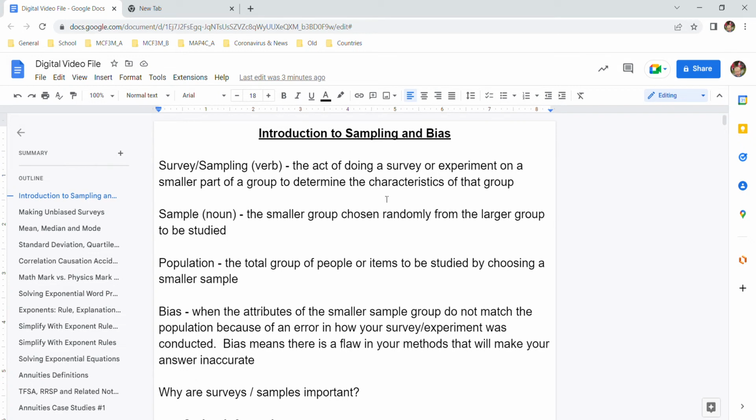Population is the group you're studying. It's the total amount of people or the total items that you're studying by choosing the smaller sample.